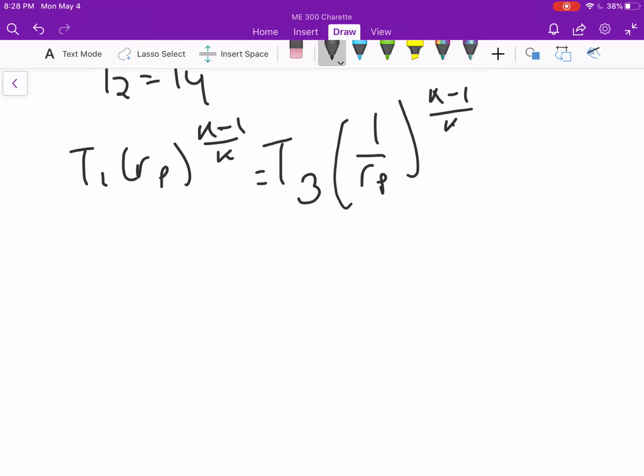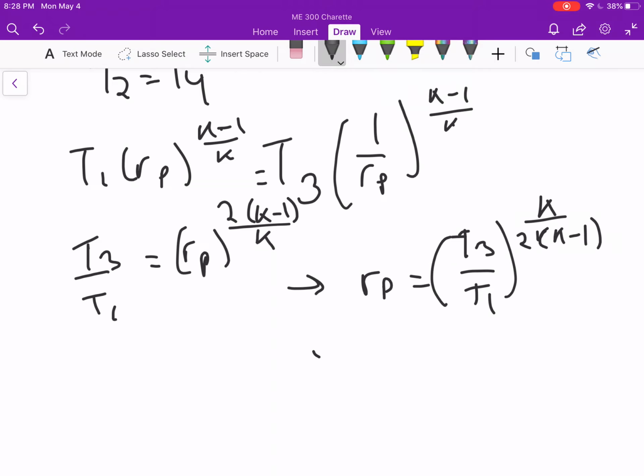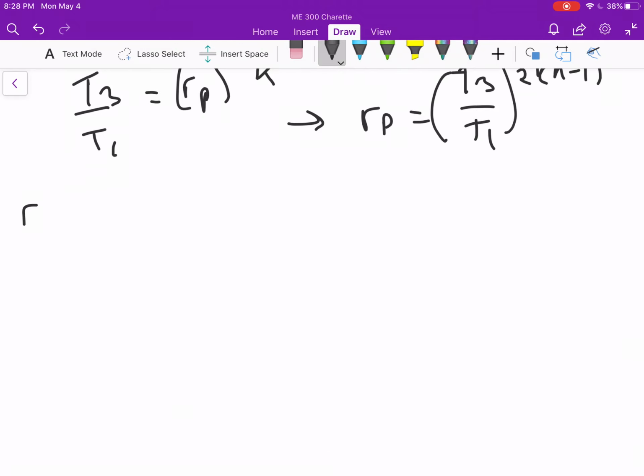Now we're going to rearrange our equations a bit to get T3 over T1 equals the pressure ratio raised to 2 times K minus 1 all over K. And then we can invert the whole expression, so we get the pressure ratio is equal to T3 over T1 raised to K divided by 2 times K minus 1. Now we have our equation.